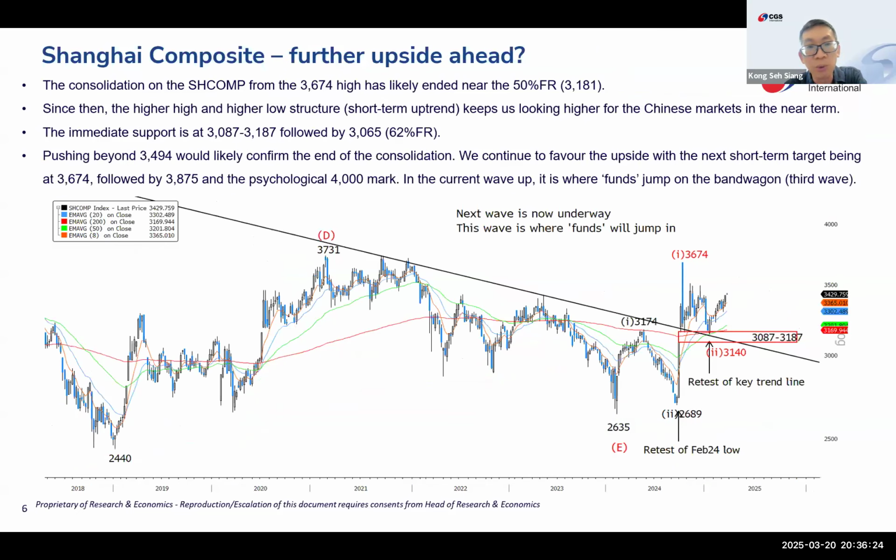Same thing here, this is just zooming in. You can clearly see the structure of higher highs, higher lows here since the 2024 February low. We're still looking for more upside to come. So here, if you're really aggressive, you can look to get in now. Your stop would be below 3,140 here for the Shanghai Composite.